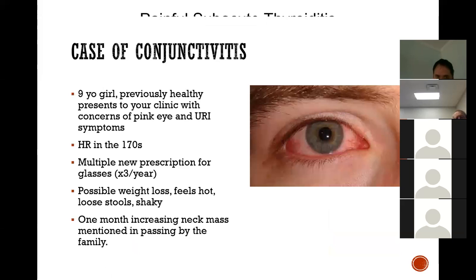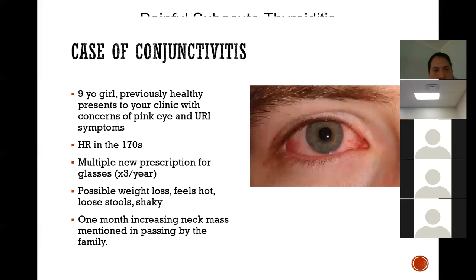Okay, so here we have another case. This is an actual case that I saw. A 9-year-old girl came to the emergency room. The family noticed that her eyes were really pink and both eyes got really bloodshot. She was also complaining of some cough and cold and feeling a little short of breath, so they felt maybe she had pneumonia. When she gets to the emergency room, her heart rate is in the 170s.